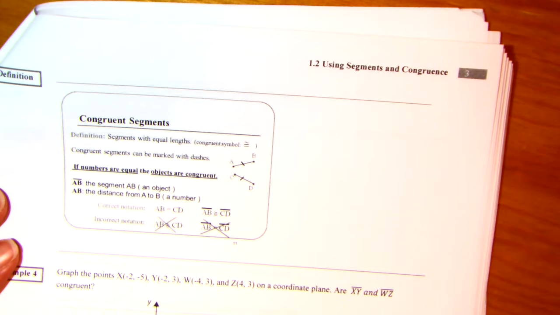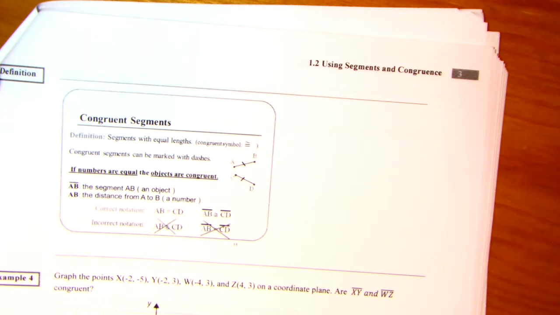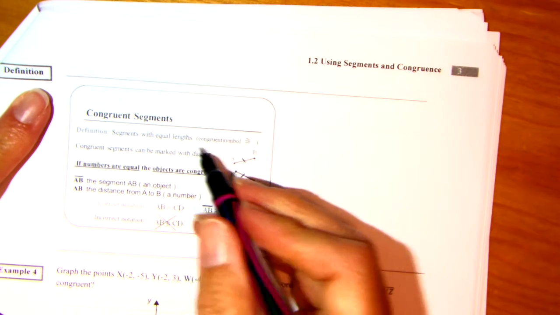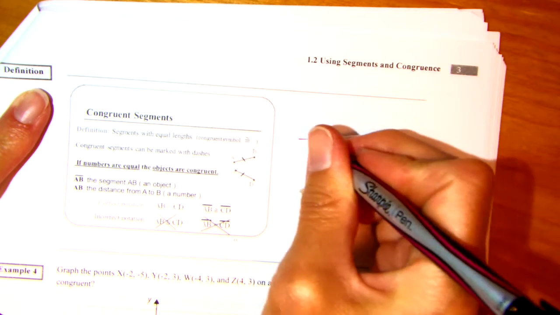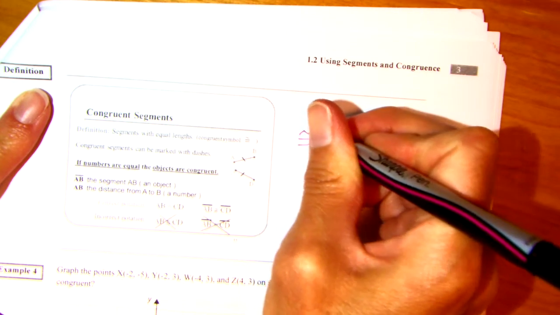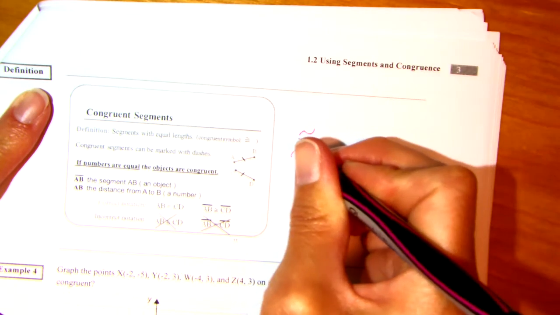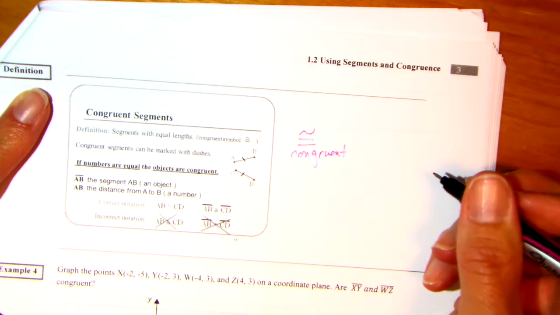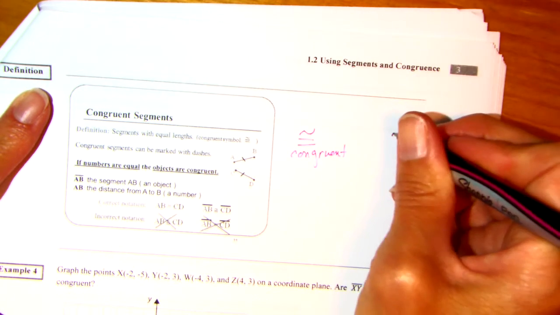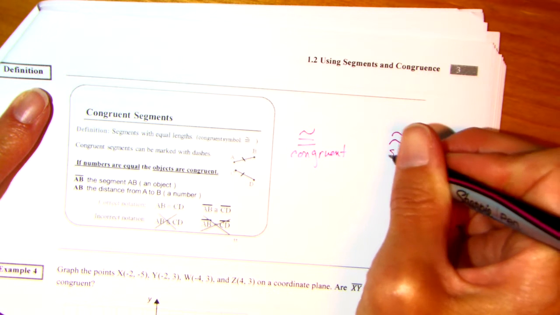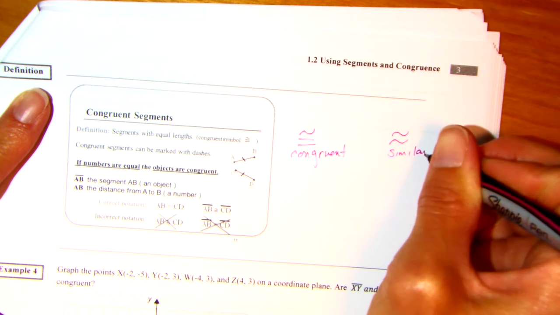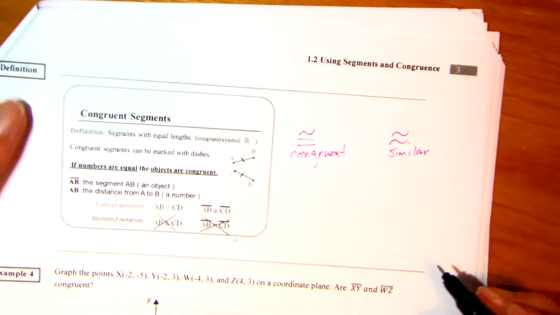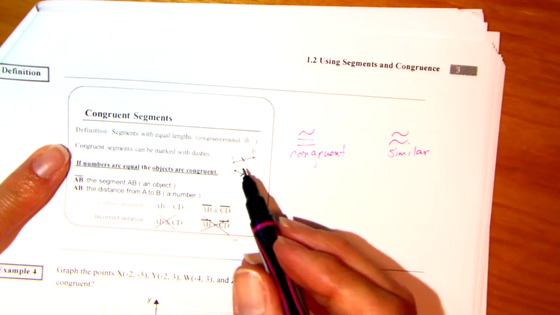Congruent segments. Okay, now this is where all your symbols are really important. So I'm going to take out that pink pen also. Segments with equal lengths. The congruent symbol. It's a big equal sign with a wave on top. Okay? This is congruent. If you're too lazy to write congruent, you just make that symbol. Versus this is similar. I've used that in the past.